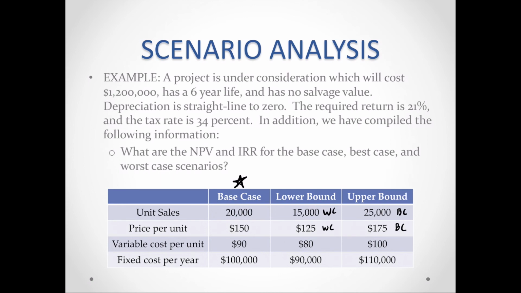When we are talking about costs, in a best case scenario, it would be the highest sales, lowest cost. So if our variable cost per unit can actually be lower than our base case, this is our best case scenario, $80 per unit in variable cost. Worst case would be $100 per unit in variable cost. And then similarly, with fixed costs, the lowest cost would be our best case, and the higher cost would be our worst case.